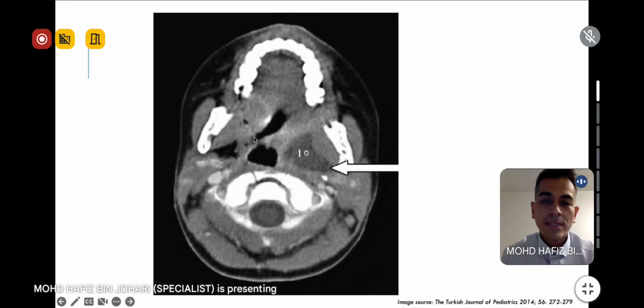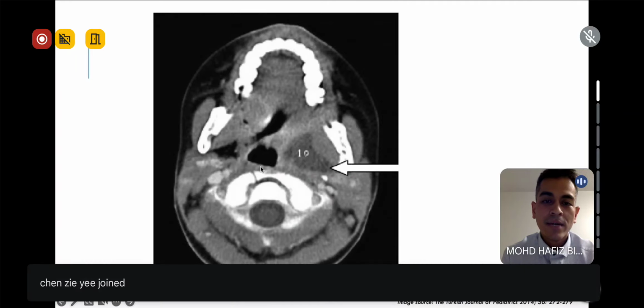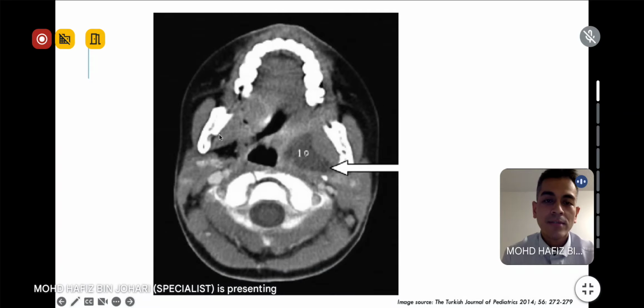Whenever we have a CT, it's good that we have two sides of the neck, the left and right. So this is the normal right parapharyngeal space, and this is the abnormal one. We can see the collection there and the surrounding inflammatory changes of the adjacent pharyngeal wall and the muscles and the prevertebral muscles here.